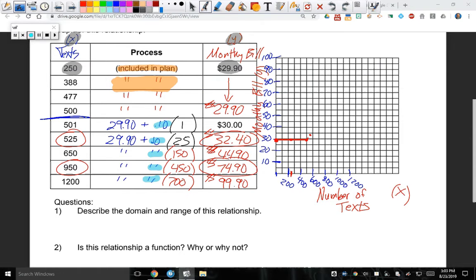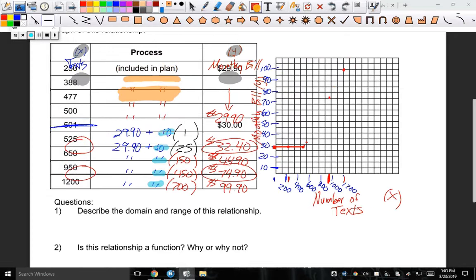So let's jump all the way to 950, and we're going to graph 7, so 950 is about here. We're going to go to just under 75. And at 1200, we're going to go just under 100. So that if I do a line, it'll look something like that.